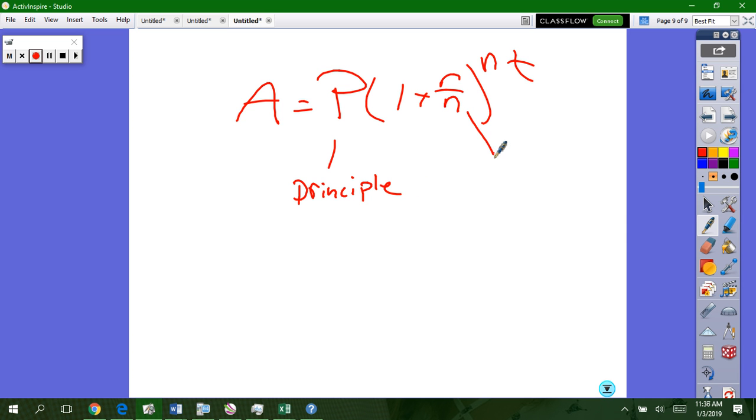N is the number of times it compounds in a year. How many of you get your interest 4 times a year? Because you get it quarterly. Most of you get it quarterly.